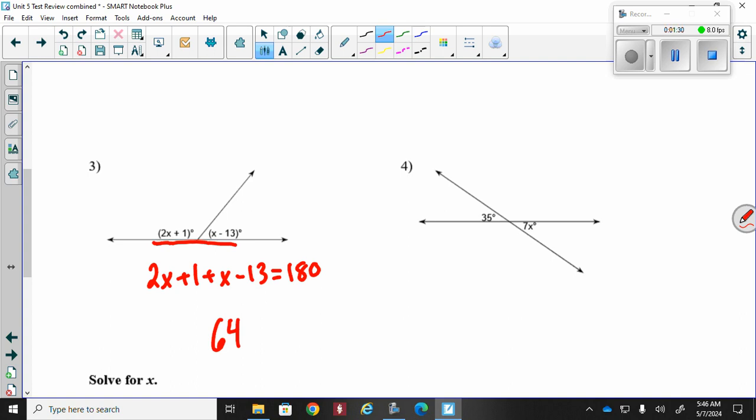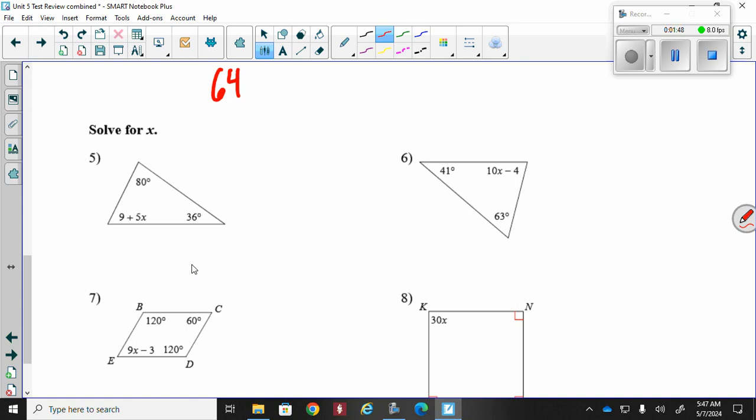All right. Now, question number 4, if you notice that 35 degrees and the 7x are directly across from each other, that makes these vertical angles. So you'd set them up as 7x is equal to 35. And this is an easy one-step problem. x is equal to 5 once you divide.